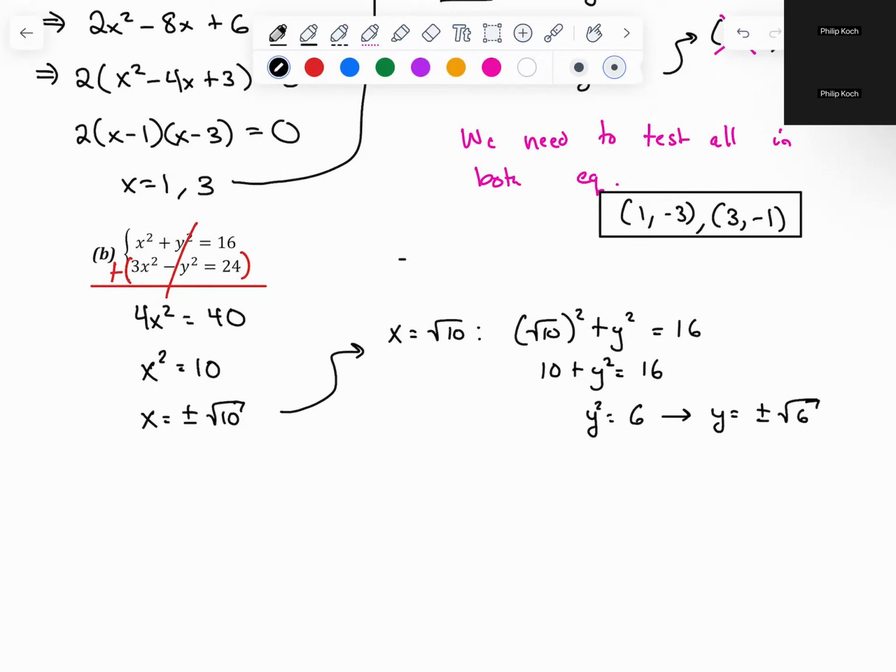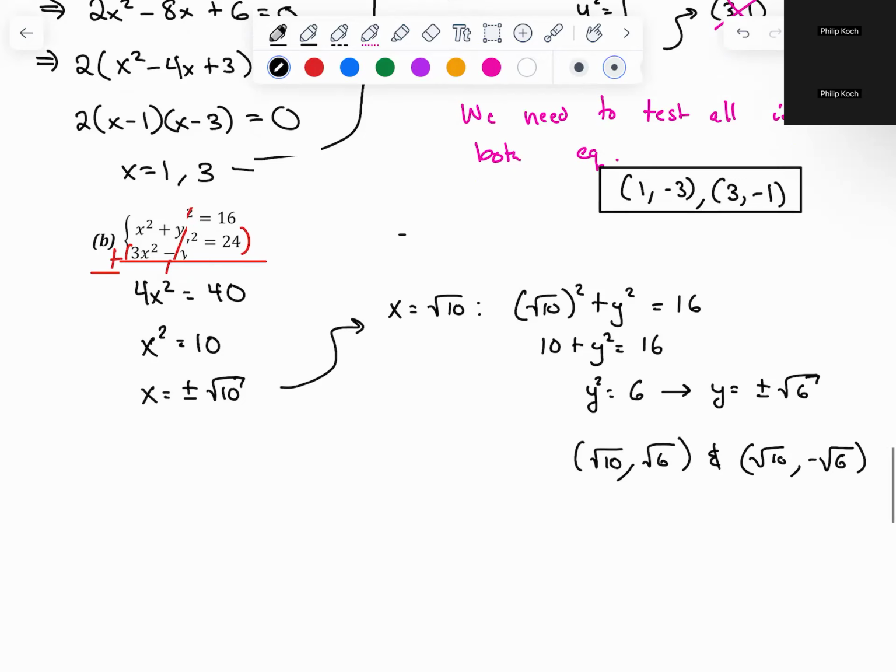You could have used the bottom equation and it would give you the exact same thing, but just solved a little bit differently. And so we got 2 solutions. This one x value gives us 2 different y values. So we have 2 different points: one that is positive square root 10 for x and positive square root 6 for y, and square root 10, negative square root 6.